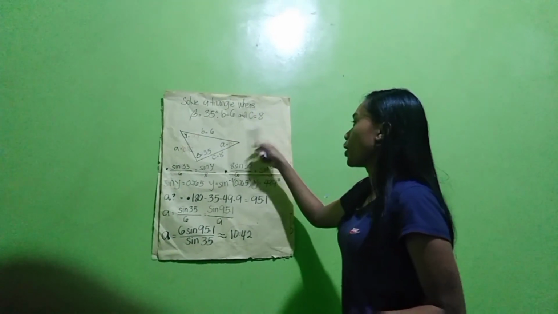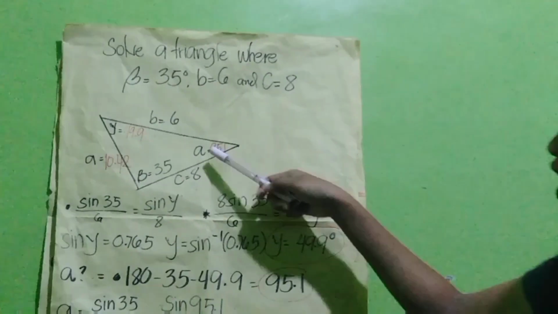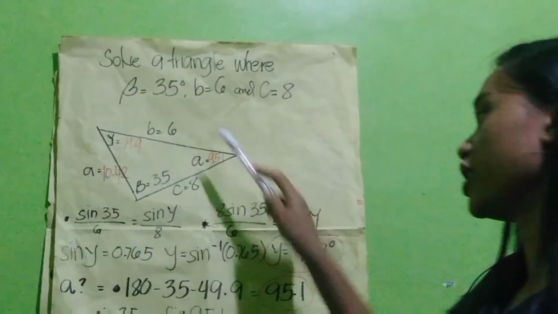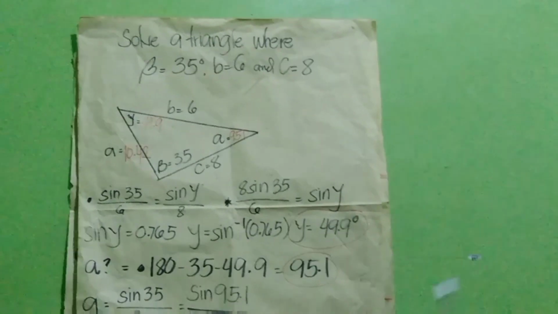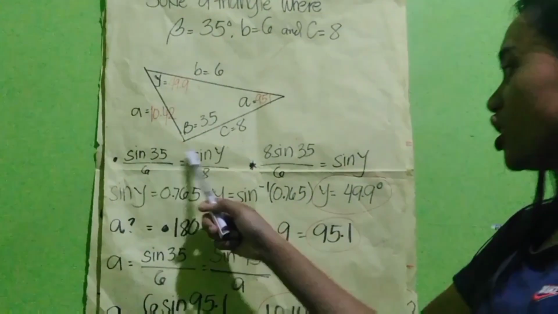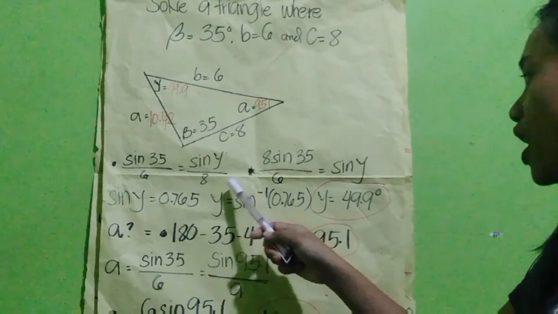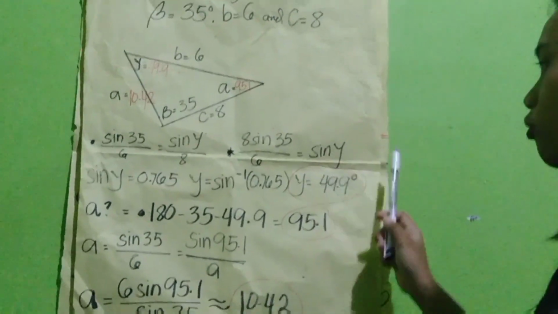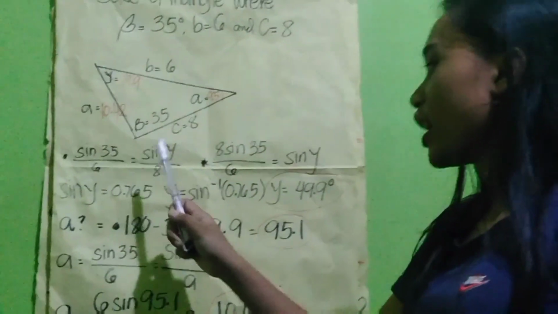Solve the triangle where beta is 35 degrees, b equals 6, and c is equal to 8. So there are their labels. Then let's find our angle gamma. Sine 35 over 6 equals sine gamma over 8. So 8 sine 35 over 6 equals sine gamma.